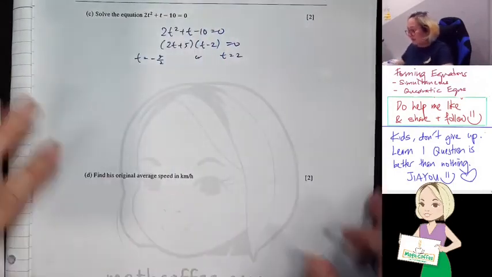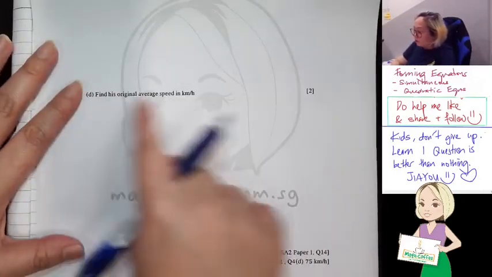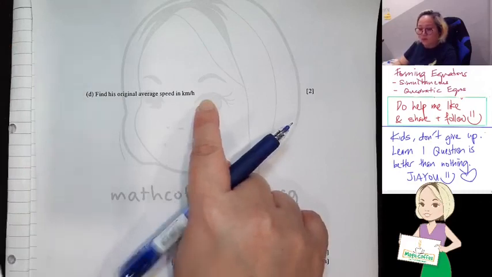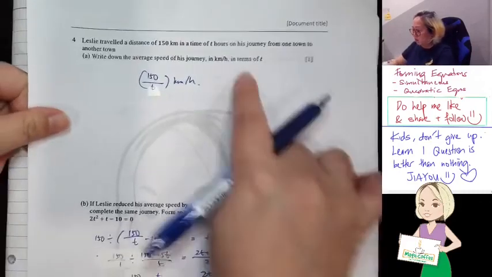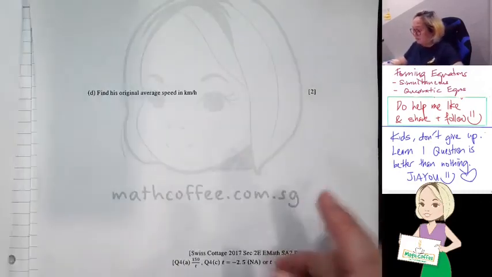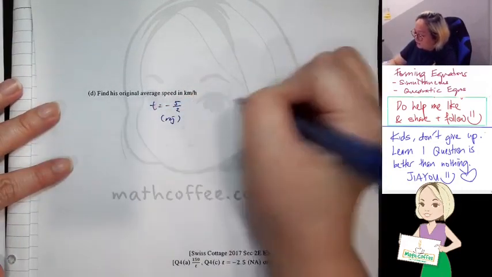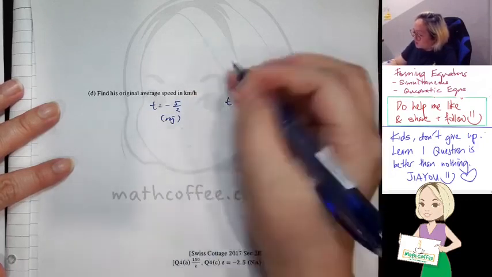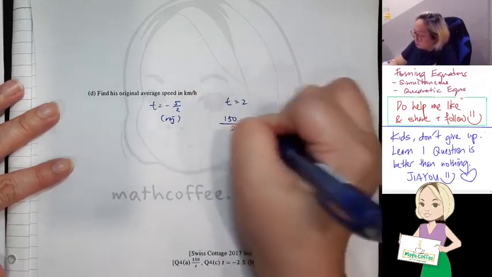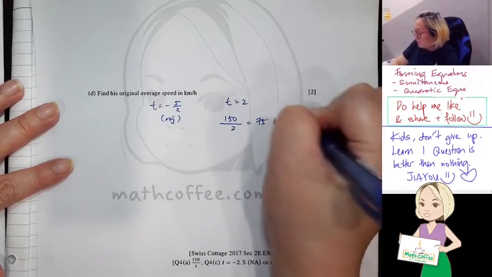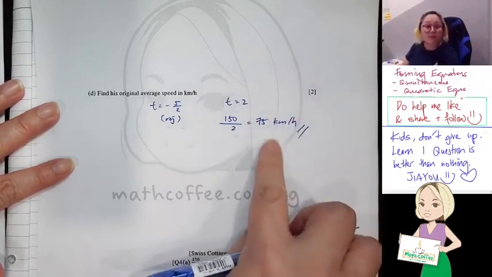Reject at a later part. So now they ask you to find the original speed. And what was our original speed? It was 150 over t. So now t equals minus 5 over 2, I will reject. T equals 2, I will use it. So 150 divided by 2 is 75 km per hour. So this is my original speed.